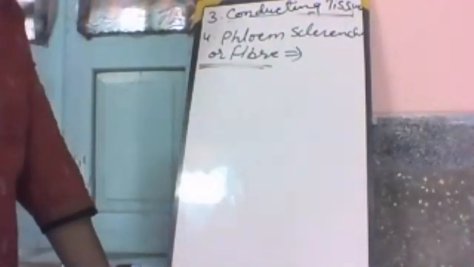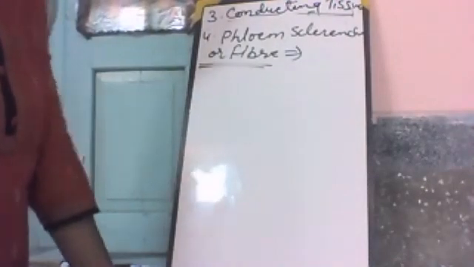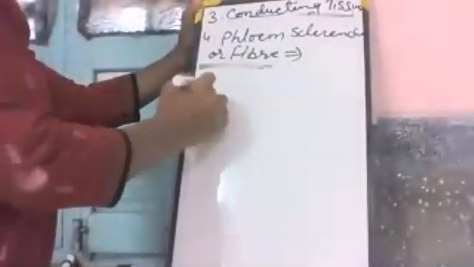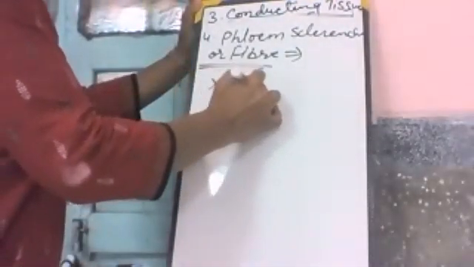These provide mechanical support to the plant. This phloem fiber provides mechanical support to the plant, and it is also known as phloem sclerenchyma. It provides the support.